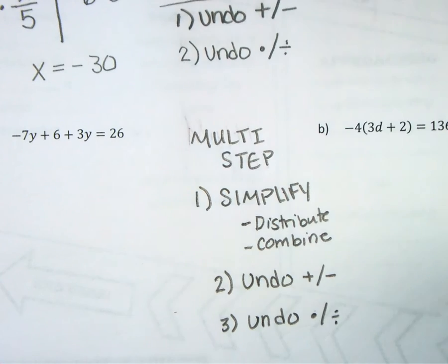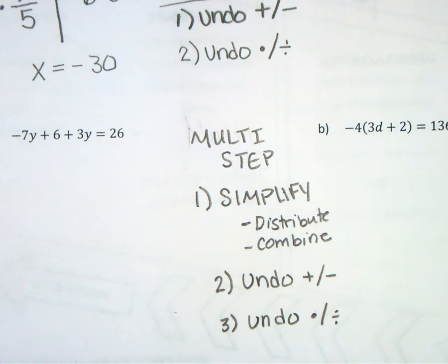But down on level 3, these are the 2 problems that will get you a level 3 score, if you can do both of them. Here are the steps again. Number 1 is you simplify by first doing any distributing and then doing any combining before you then try to undo addition, subtraction, and undo multiplication, division.